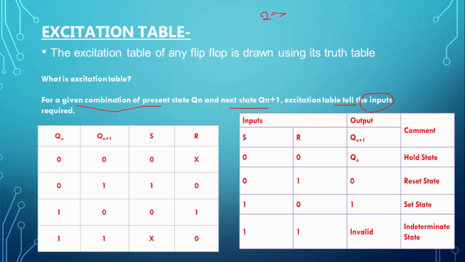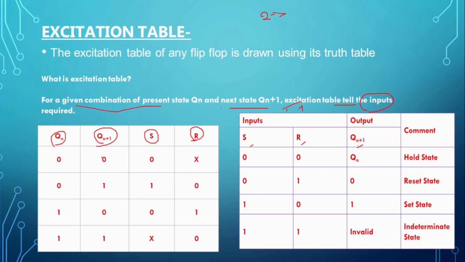This is the truth table of SR flip-flop. Here you will mention S and R as input and Qn plus 1 as output, right? Here you need to fill the first two columns with Qn and Qn plus 1. Afterwards, write S and R as the inputs of the SR flip-flop.